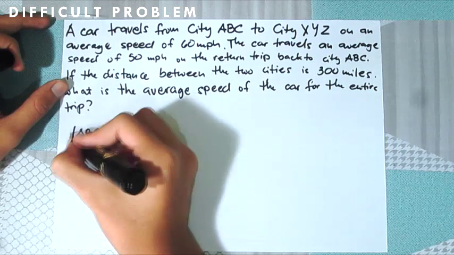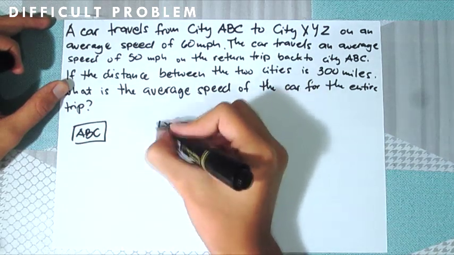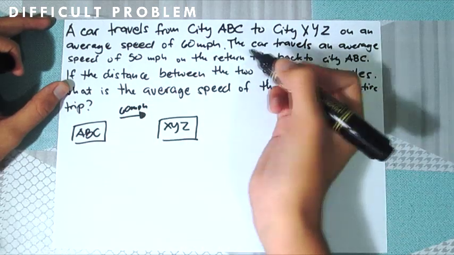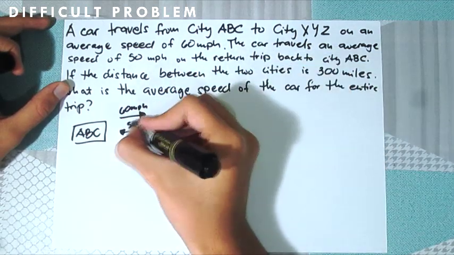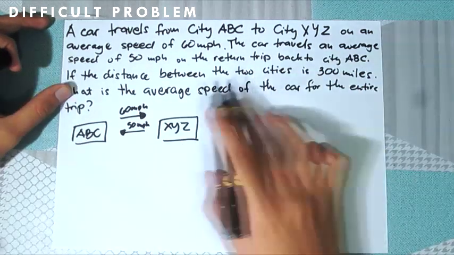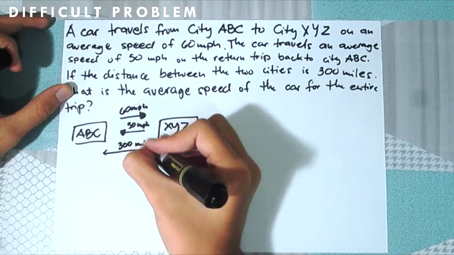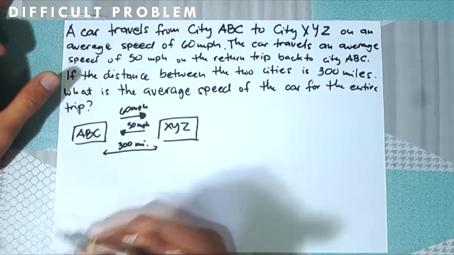So first we need to make a diagram. Let's say this is city ABC and this is city XYZ. Going to XYZ is 60 miles per hour and going back is 50 miles per hour. The distance between the two is 300 miles.